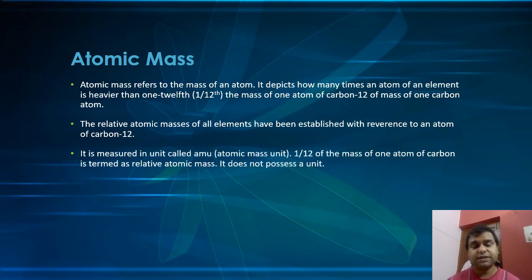How is it measured? Its unit is the atomic mass unit, or in short, AMU. So once again, 1/12 of the mass of one atom of carbon is termed the relative atomic mass. It does not possess a unit. It is a relative quantity, as I mentioned, and hence we give it the term just atomic mass unit.